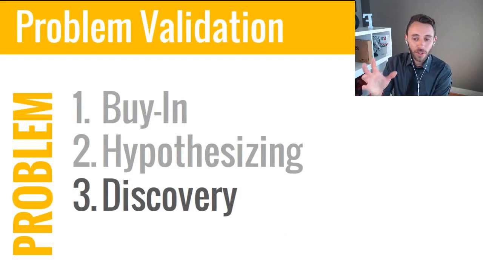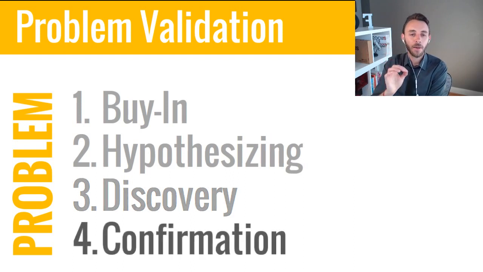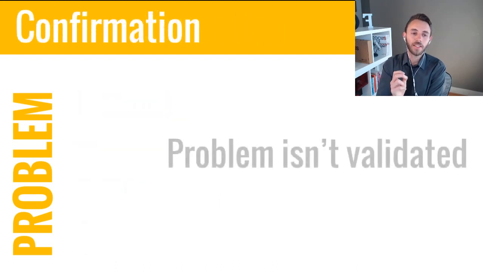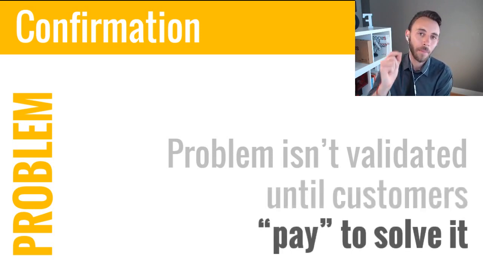All right, so now that you've watched your students through the discovery process, they've gone out, they've done a bunch of interviews, they've analyzed them, it's time to do the problem confirmation process. Problem confirmation really means that a problem isn't validated. We haven't finished validating a problem just because someone talks about it. A problem isn't validated until customers pay to solve it.